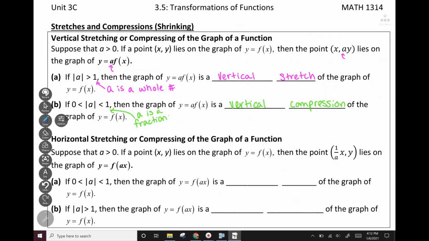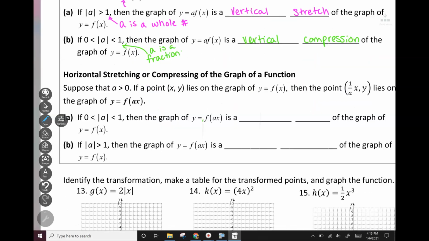And again, you are multiplying the y value times whatever that a is, whether it's a whole number or a fraction. So think, if a is a whole number and I multiply y by, let's say, 2, then each y value is going to increase by a multiple of 2, thus making it taller, which will make it look skinnier. Versus if a is a fraction, like 1/2, and I multiply the y values by 1/2, each y value is going to become smaller, and thus making your graph compress vertically.